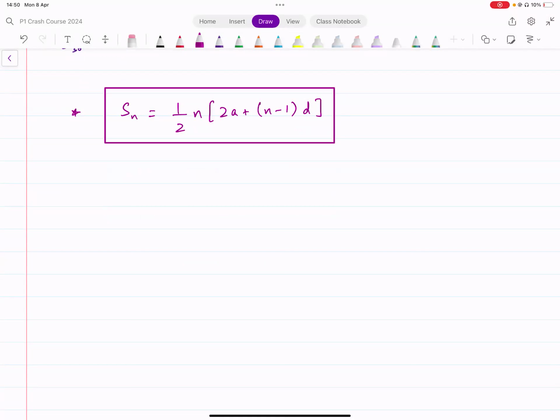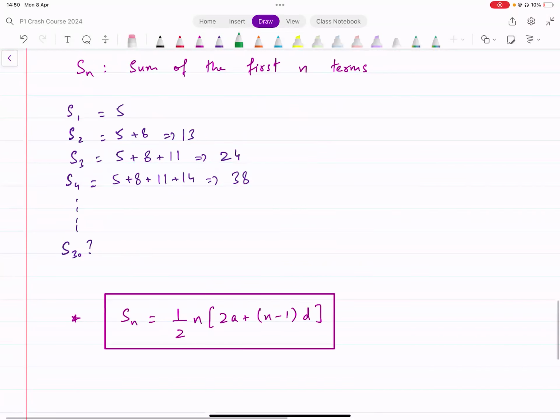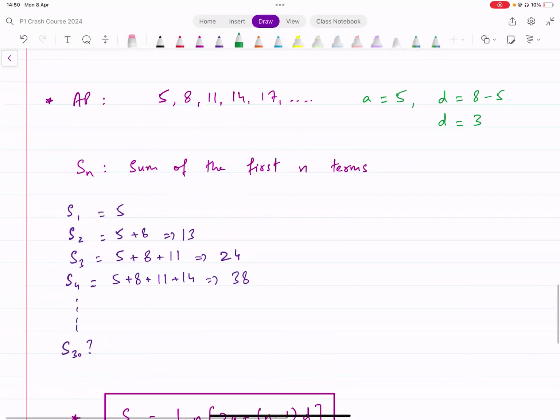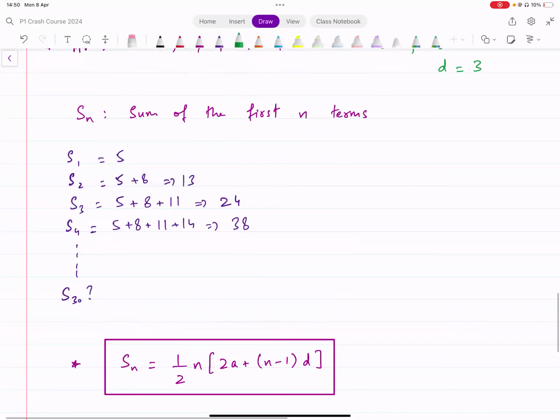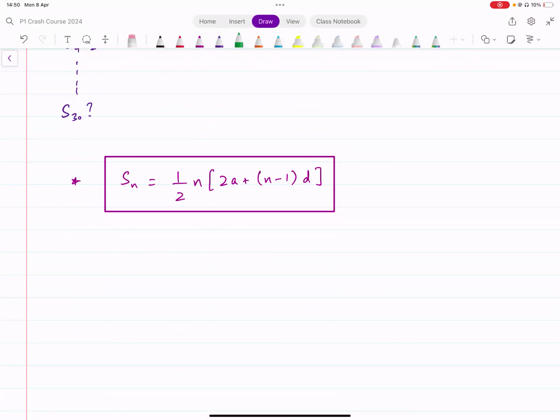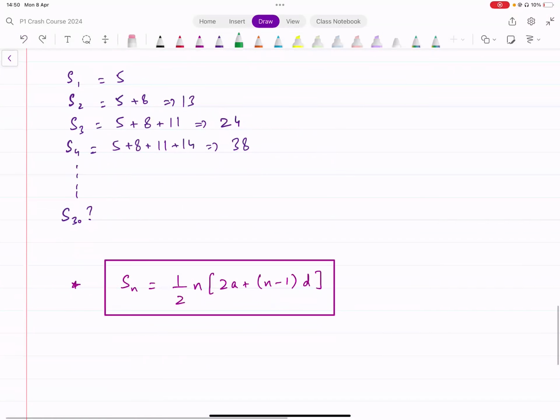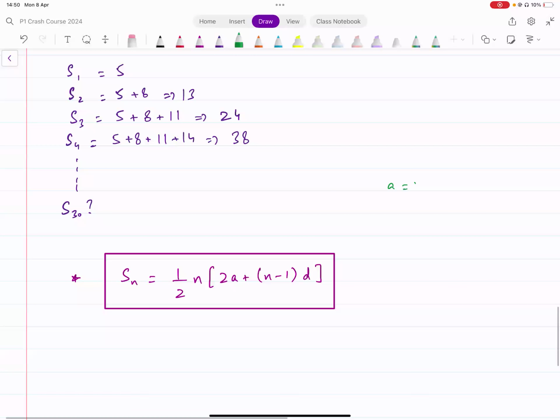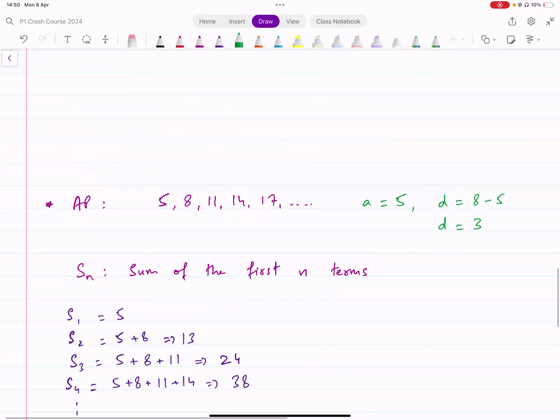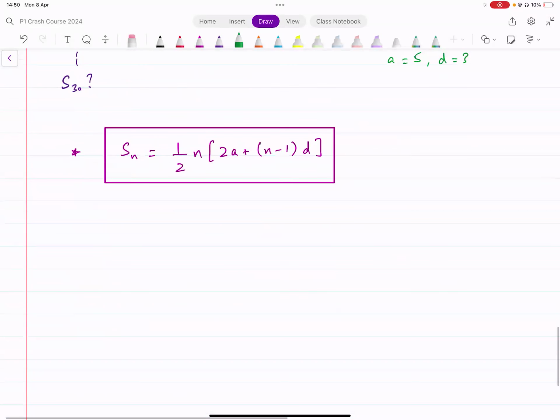Now, for instance, if you were looking for S30, like in this case, we wanted S30. What's the first term? The first term is 5 and the difference is 3. Let's just input those values here. If we wanted S30, what does S30 mean? S30 means sum of the first 30 terms.